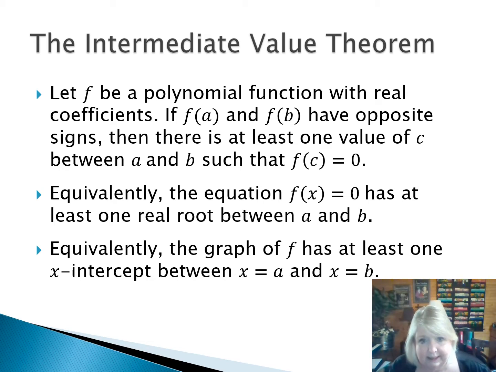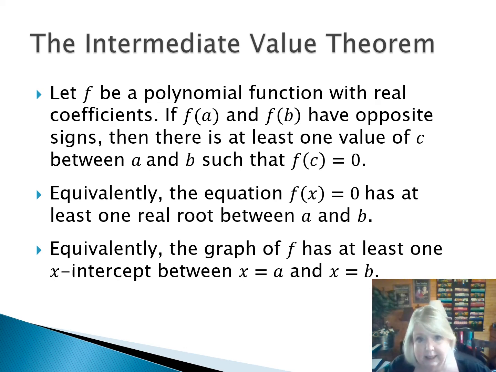Now, equivalently here, the equation f of x equals 0 has at least one real root between a and b. Okay, so if I chose 2 and 3, and I got 2 to give me a positive number and 3 to give me a negative number, somewhere in between 2 and 3 I've got a 0. And that 0 is also called a root of the function. Equivalently, the graph has at least one x-intercept between those values.